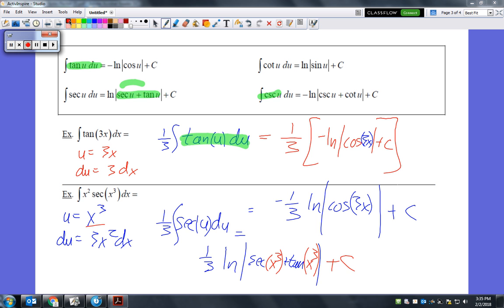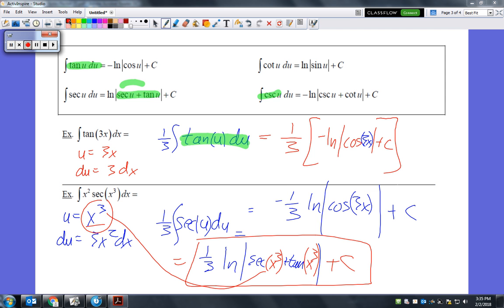Plus c. Guys, should I always be concerned about replacing this u back in, yes or no? Yeah, if and only if it's what kind of integral? Indefinite. If it's a definite integral and actually has limits of integration, you want to change those to u bounds. And then just leave it with u at the end, because it's going to be a lot easier algebraically.